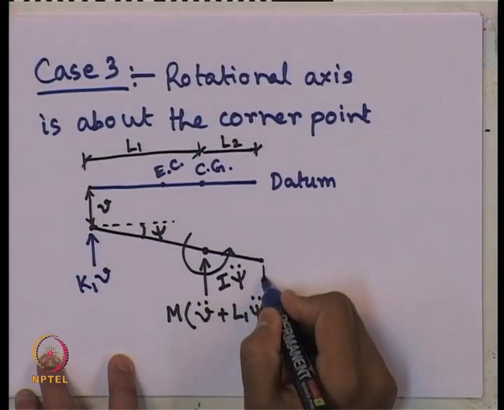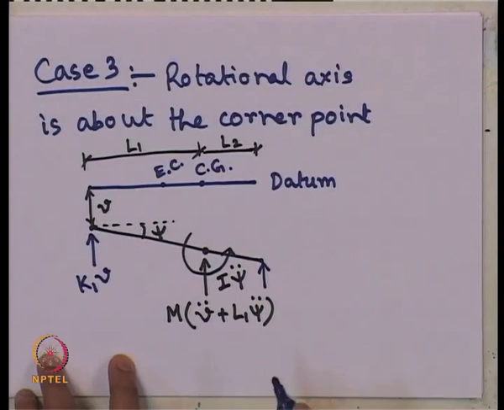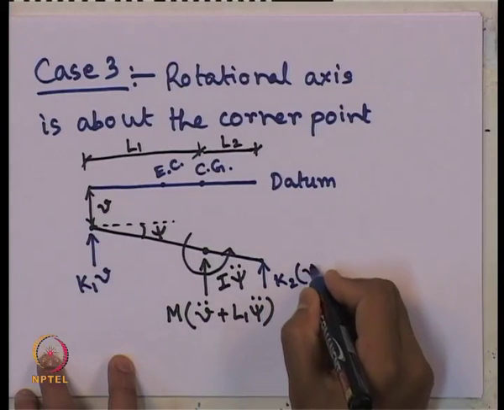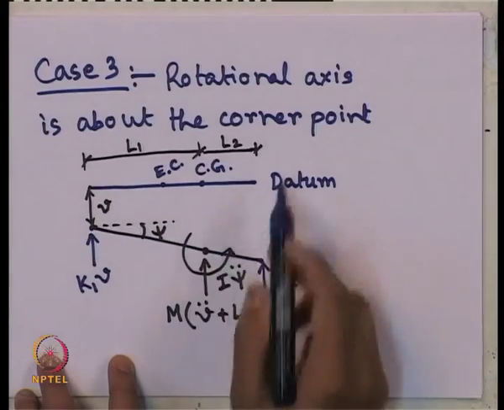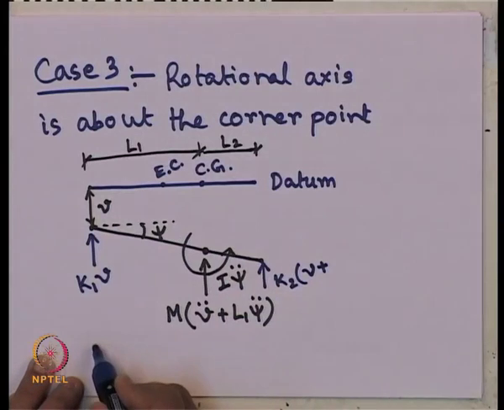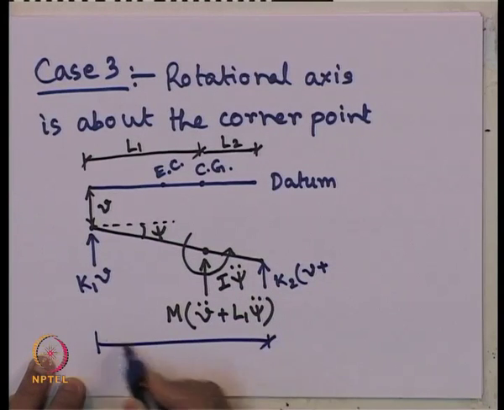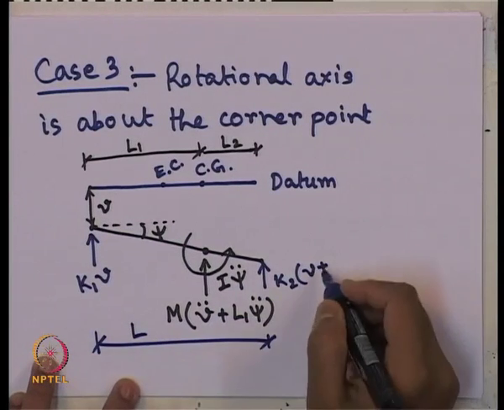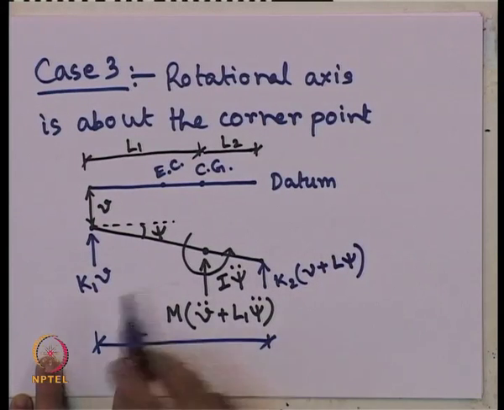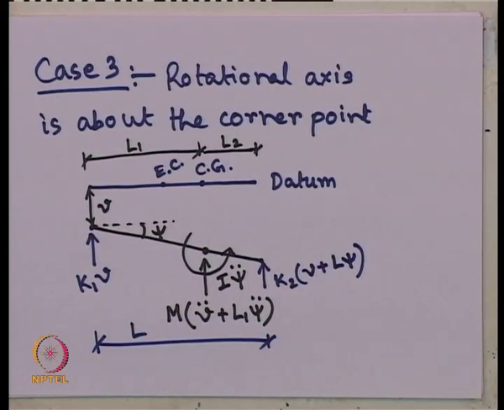However, at this end the spring force should be K2 times (V plus L1 plus L2) psi. And how much is L1 plus L2? We had considered earlier the total length of the beam as capital L. So, L psi. Okay. So, this completes the free body diagram of the beam.